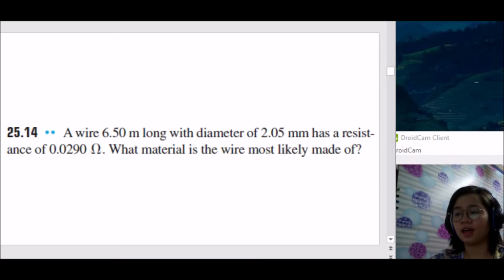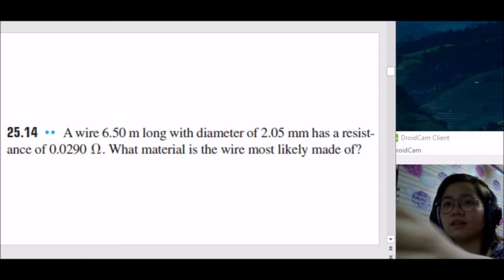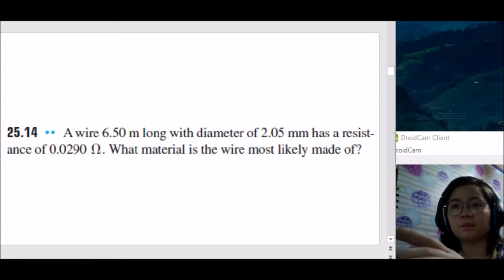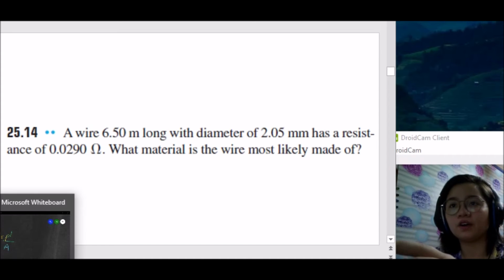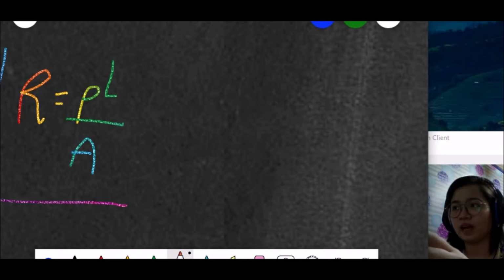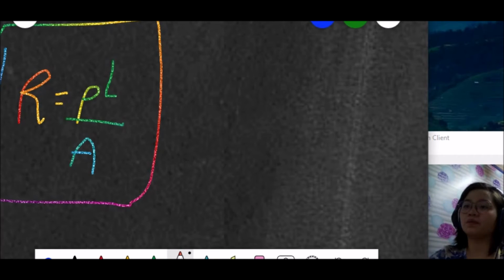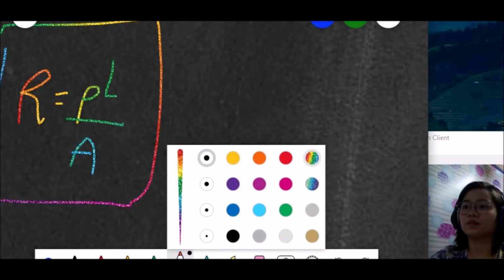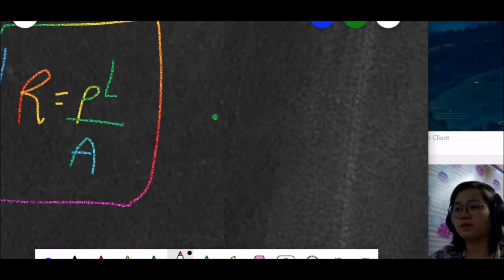Can you remember any formula when talking about resistivity? We have this formula, R equals rho L over A. Can you remember that? If not, it's okay. I have the formula here, let me just pull it out real quick. This is the formula we're going to use, since we'd like to have the resistivity of something.